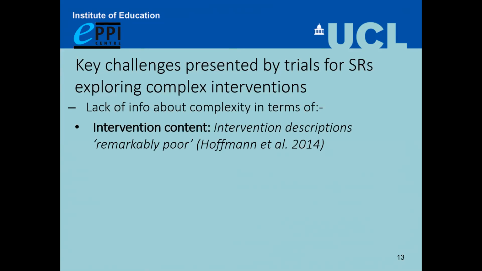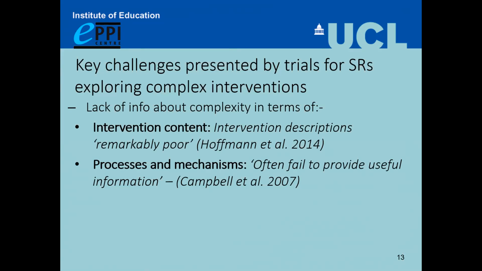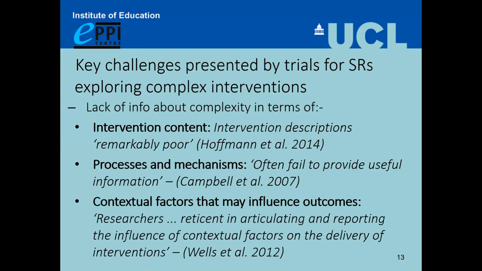of interventions. And early work that they did looking at the quality of intervention descriptions, they concluded they were largely remarkably poor. Others have commented on trials often failing to provide useful information about processes and mechanisms. And yet others have argued that, particularly in the case of controlled trials and randomized controlled trials, which seek in their method to disassociate the impacts of the intervention from other perhaps confounding contextual factors, trial researchers looking at complex interventions are often reticent in articulating and reporting the influence of those contextual factors.